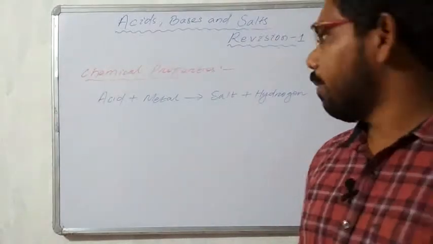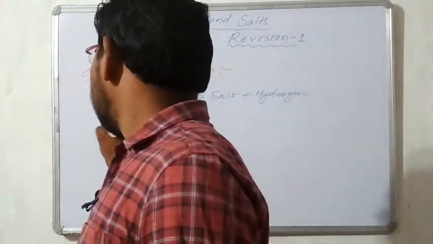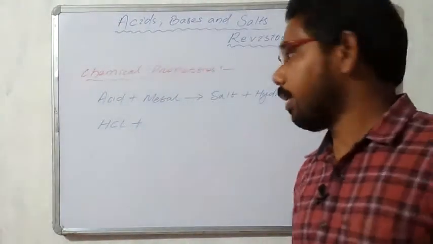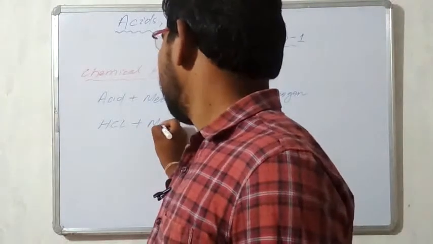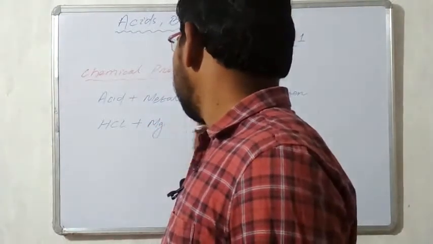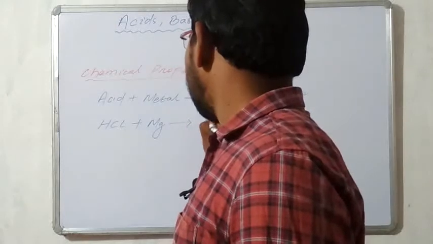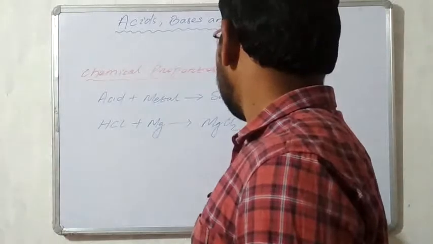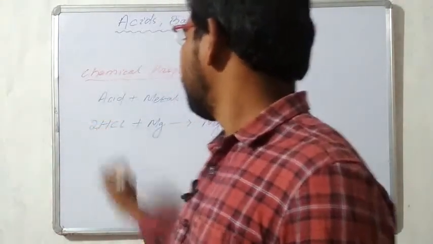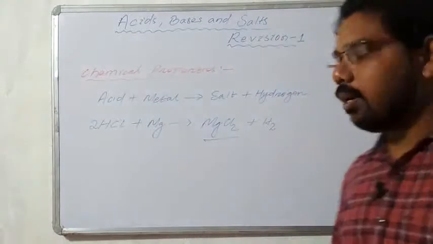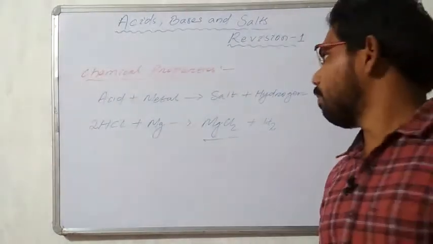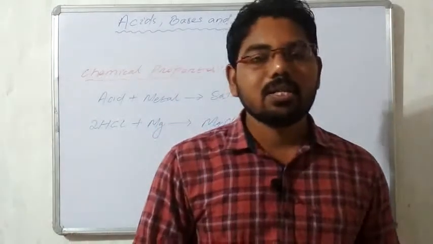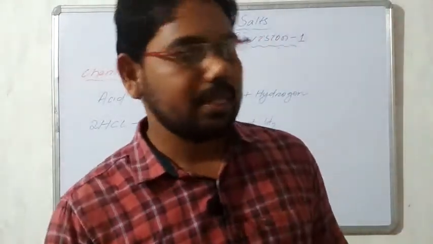We take one example of an acid, HCl, and a metal like magnesium, Mg. Then the salt formed is magnesium chloride, MgCl2, plus hydrogen gas, H2. Here we have to multiply by 2 to balance. Magnesium chloride is the salt, released with hydrogen gas. So when acids react with metals, they form salt with hydrogen gas.